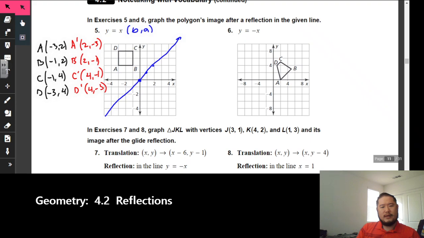So let's plot our points. We got ourselves 2, negative 3. There's A prime. We have B prime is at 2, negative 1. C prime, we have 4, negative 1. And D prime, 4, negative 3. And so if you were to actually have this on a piece of paper and fold it across this line, then it would actually overlap each other perfectly. Okay?